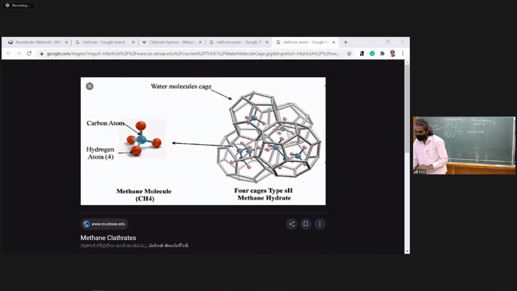So this is a pictorial representation of what it might look like if you take a methane molecule, CH4, and then put it in water. The water forms what is called a cage-like structure, where the water molecules on the surface form a kind of structure in which each water molecule is trying to maximize the number of hydrogen bonds it can make.